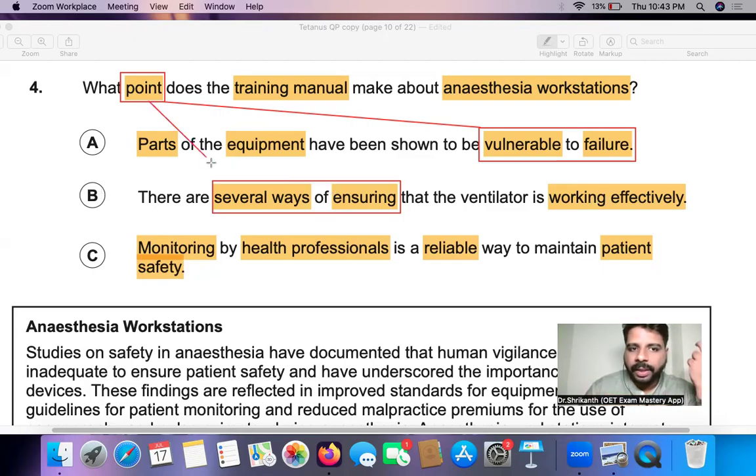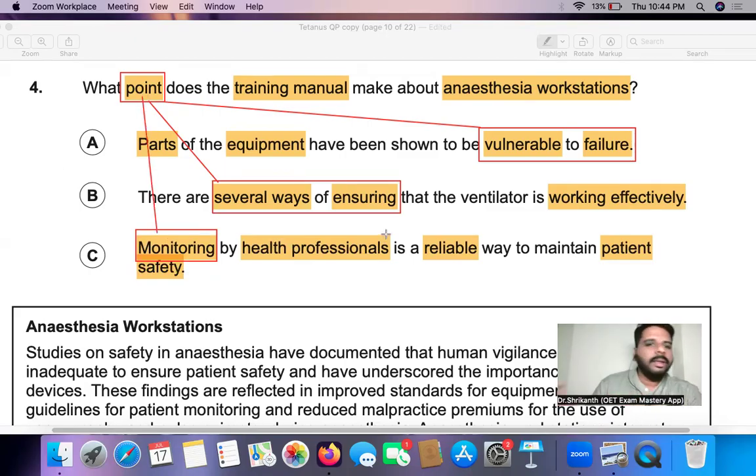Okay, that is very, very important. Now let's come to answer option C. Monitoring by health professionals is a reliable way to maintain patient safety. Over here we have maintaining patient safety and monitoring, so the more appropriate verb over here is monitoring. Monitoring by health professionals is a reliable way to ensure patient safety.